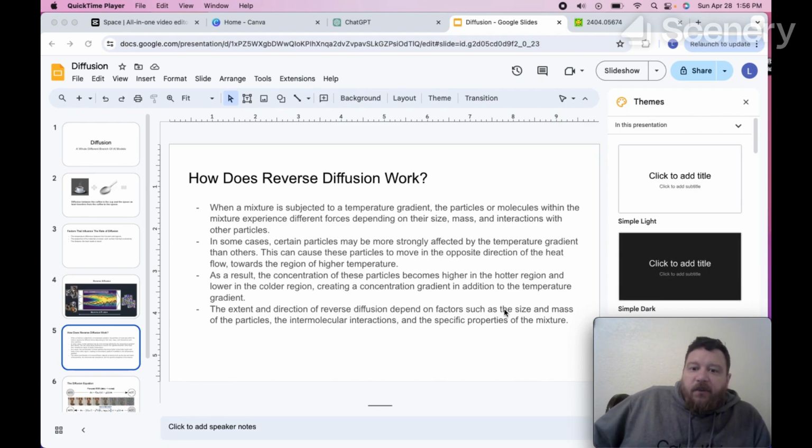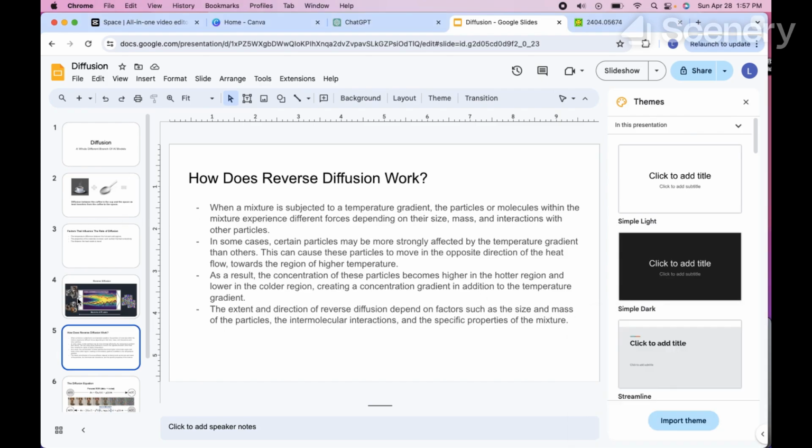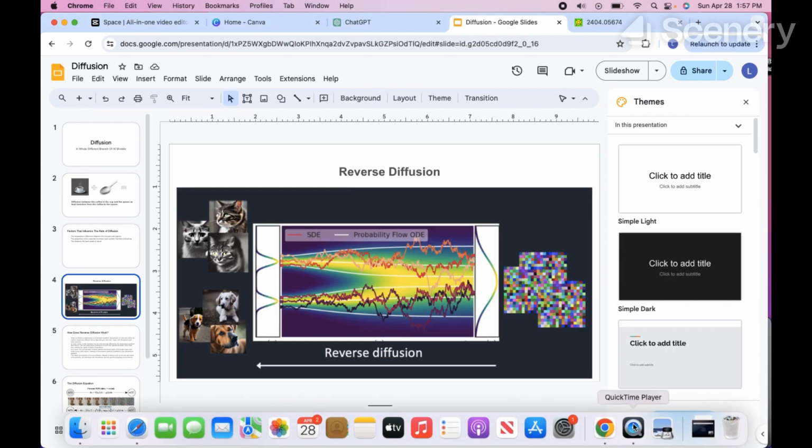As a result, the concentration of these particles becomes higher in the hotter region and lower in the colder region, creating a concentration gradient in addition to the temperature gradient. The extent and direction of reverse diffusion depends on factors such as the size and mass of the particles, the intermolecular interactions, and the specific properties of the mixture. So exactly what you have with the diffusion process, right?